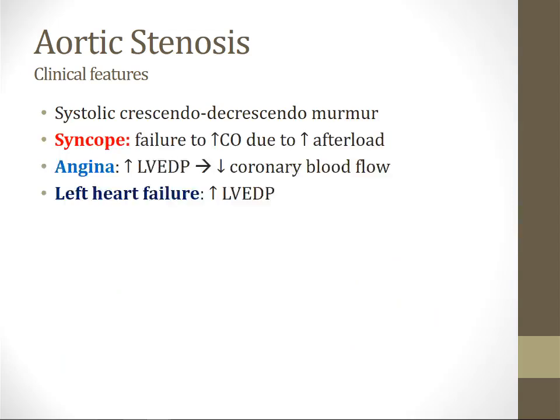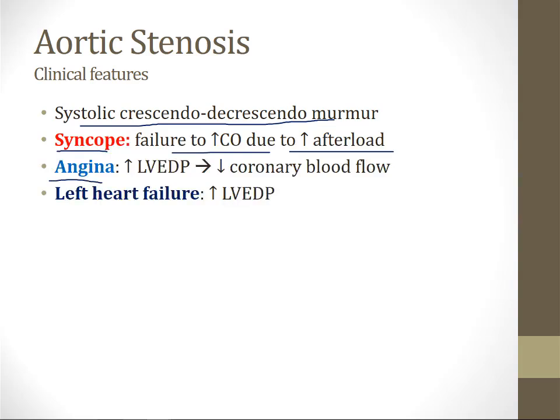The clinical features of aortic stenosis are a systolic crescendo-decrescendo murmur, which I talk about in more detail in the video on heart murmurs. The symptoms of aortic stenosis include syncope, and this is because the cardiac output cannot rise during exercise due to increased afterload. So a classic history is a patient who is walking and then suddenly faints, and on physical exam has a systolic murmur. Angina can also occur.